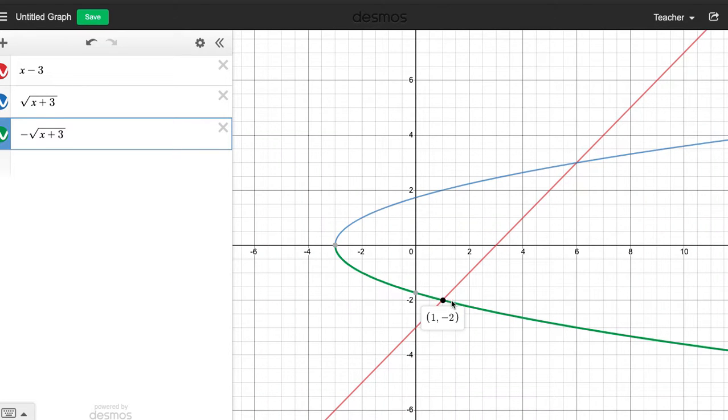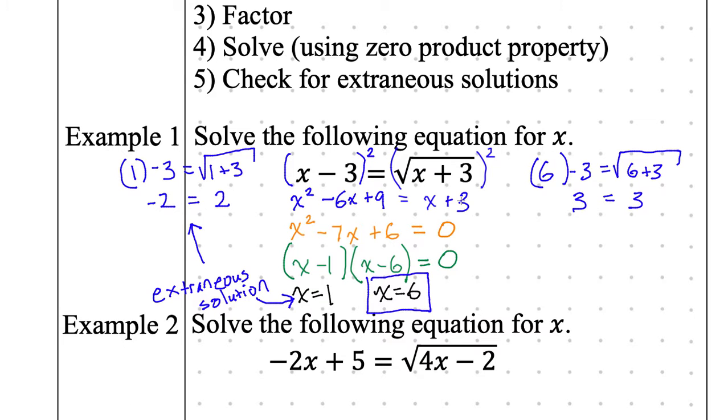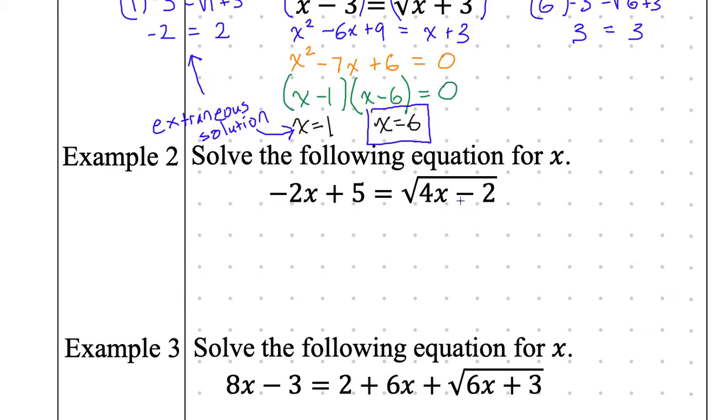So this is the reason. It's because you don't know if you're on the up or bottom, and you're not allowed to be on the bottom. Whenever you square something, we assume that you're on the top. Looks like not very many people care about that, so let's move on to example number 2.